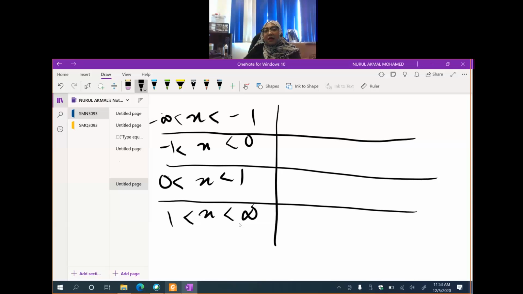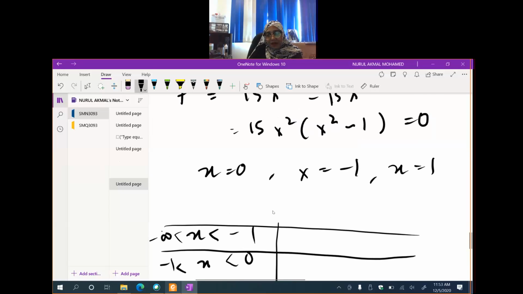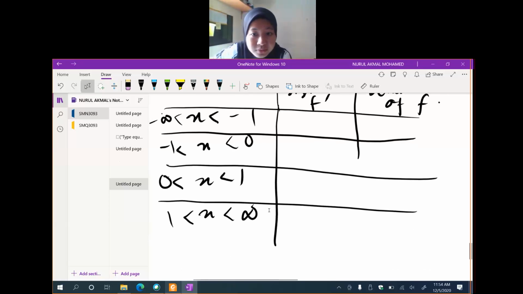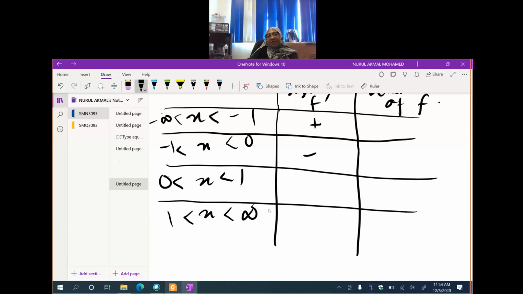And then we check the sign of f prime. Can you please check for me? Positive, negative, negative, positive. So this is increasing, decreasing, and then decreasing, and then increasing.